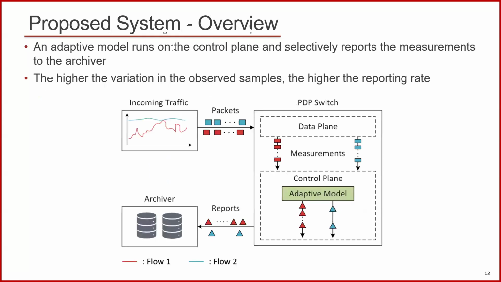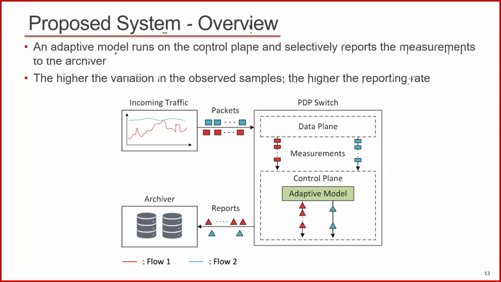So how does the adaptive model work in action? This figure shows a high-level illustration of the process. Here we have two flows, let's call them the blue flow and the red flow. The blue flow is relatively stable compared to the red one. The data plane will be monitoring both flows separately, and then we will be extracting the measurements. The control plane will be extracting the measurements of both flows at the same rate. So we have the same extraction rate.